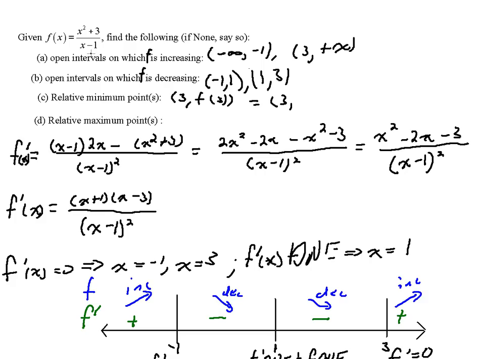function's defined. Relative maximums, where it's going to go from increasing to decreasing, that's when x is equal to -1, so -1, f of -1, and we'll go ahead and evaluate that one too. -1 squared is 1, 1 plus 3 is 4, 4 over -1 minus 1 is -2, so 4 over -2 is -2. So that's, sorry it's kind of jumbled, but I think you can figure that out. So that's it.